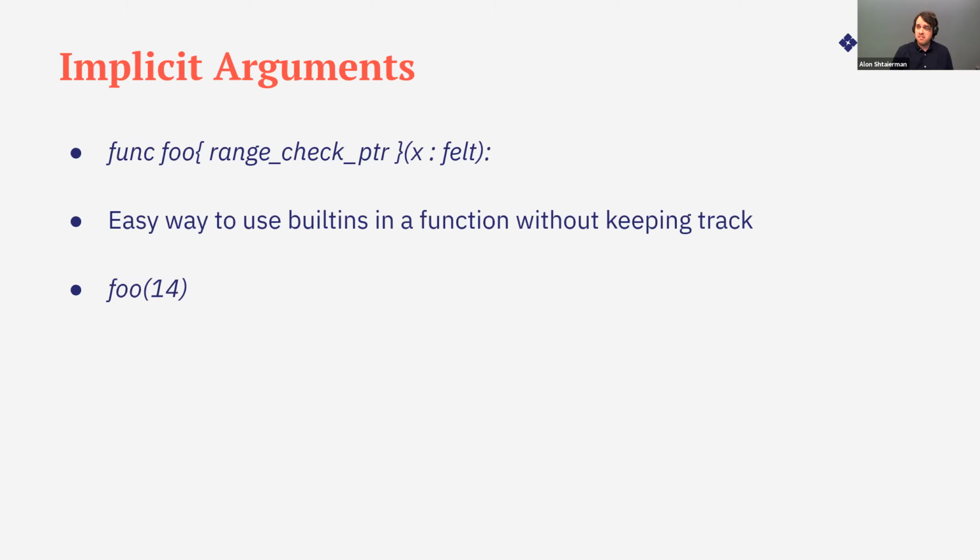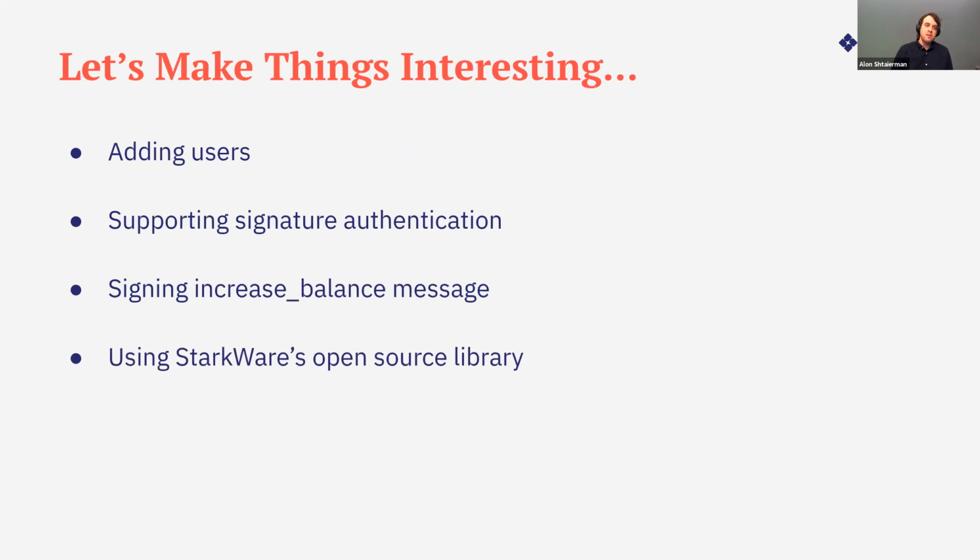As it stands with implicit arguments, a function call like foo here that uses a range check pointer implicitly can actually just be called like this, foo(14), which just uses the x argument. And you don't actually have to think too much about the fact that this function internally uses the range check pointer. It implicitly passes that argument to the function and then also implicitly returns it as output and updates the pointer accordingly. Okay, so now we have those basics out of the way.